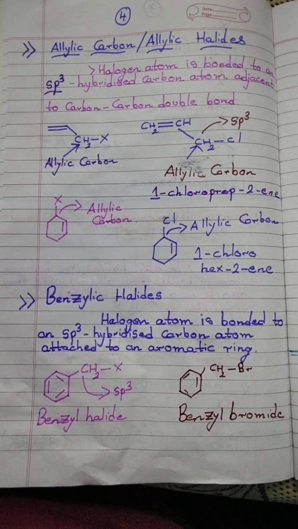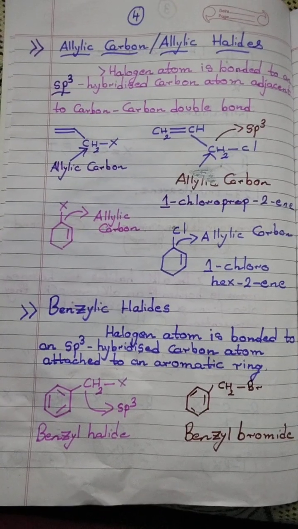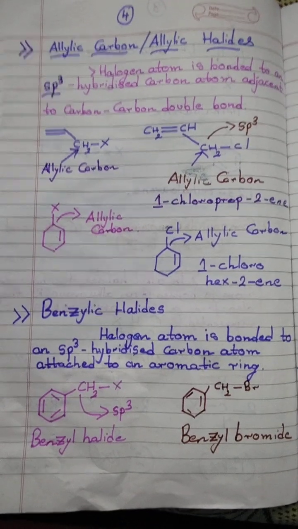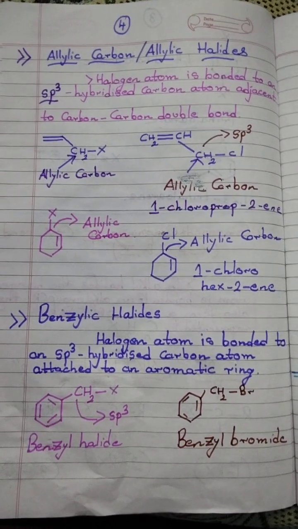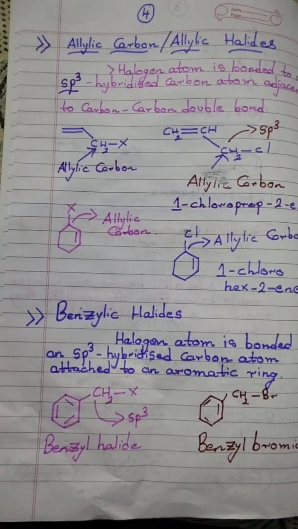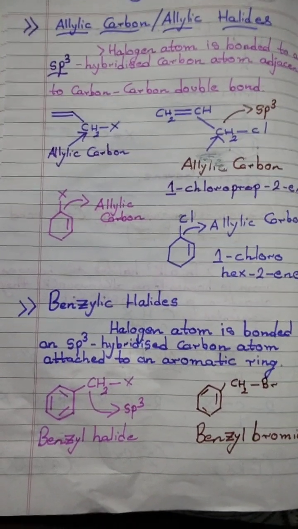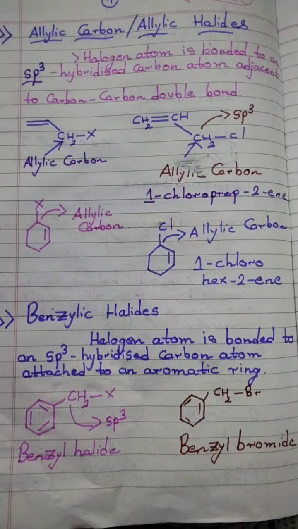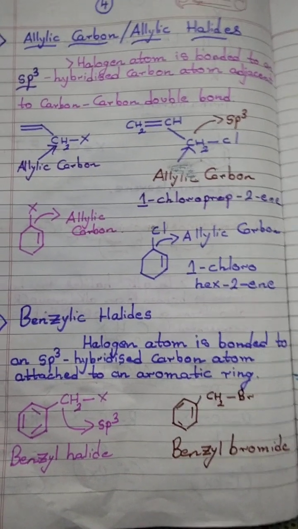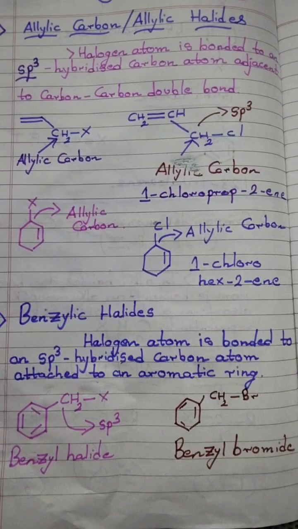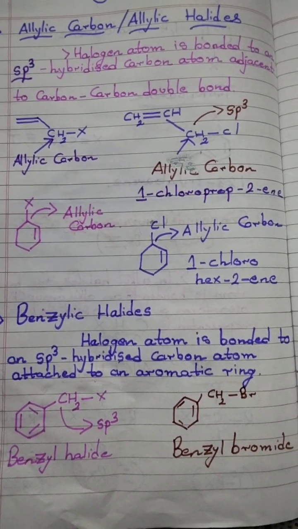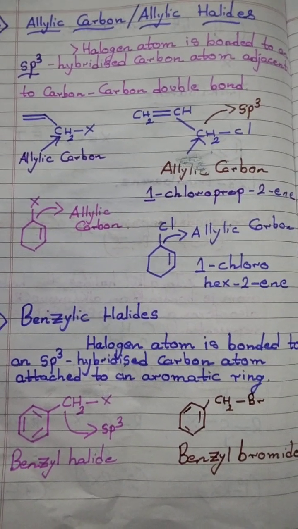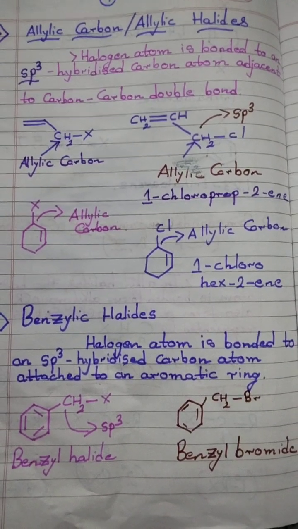The second classification under this is allylic halide, that is halogen bonded to an allylic carbon. The halogen atom is bonded to an sp3 hybridized carbon atom adjacent to a carbon-carbon double bond. That carbon is referred to as allylic carbon. Here the allylic carbon is sp3 hybridized. For example, 1-chloroprop-2-ene. Here the double bond is in position 2. The halogen is attached to carbon 1, hence 1-chloroprop-2-ene.